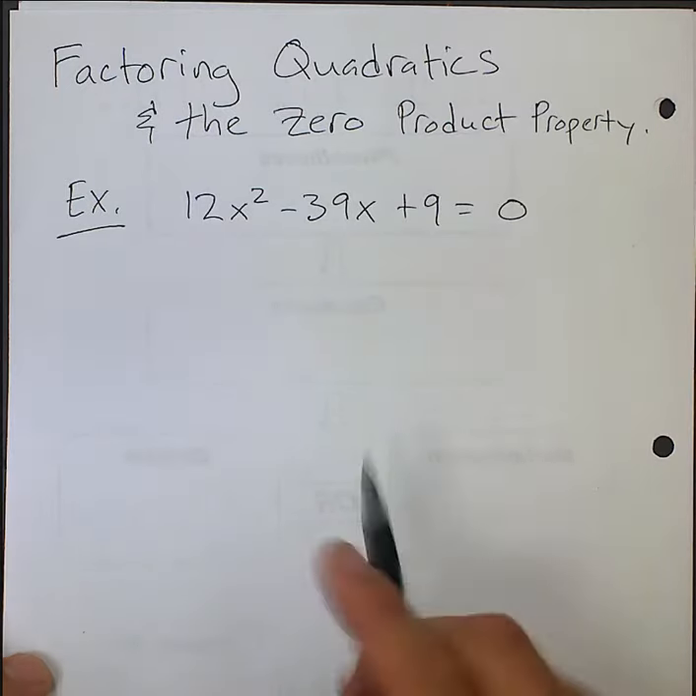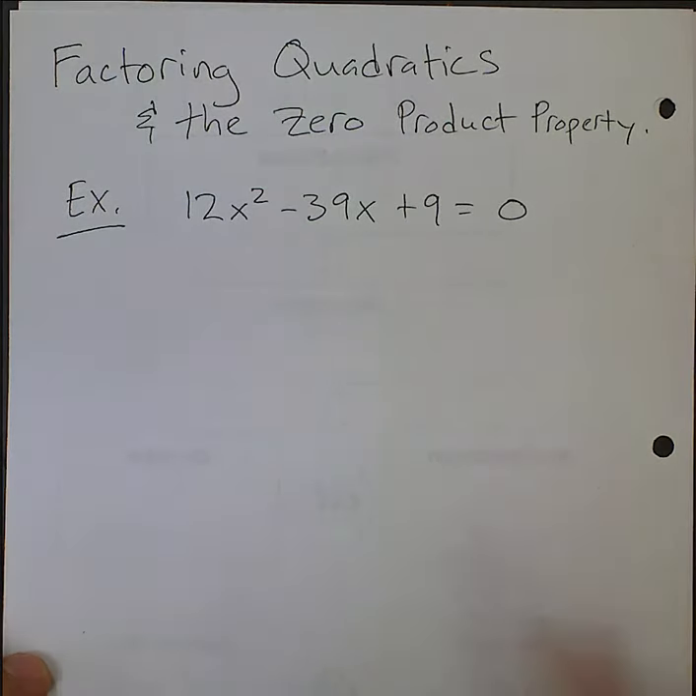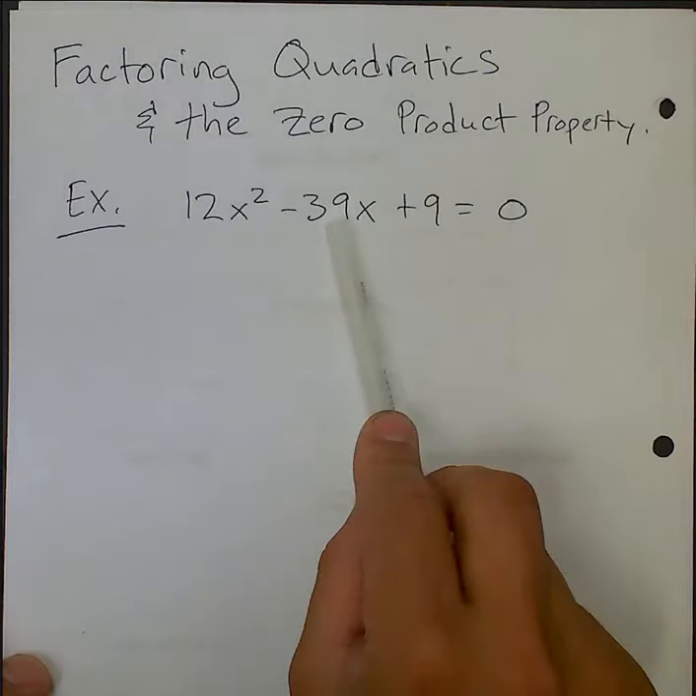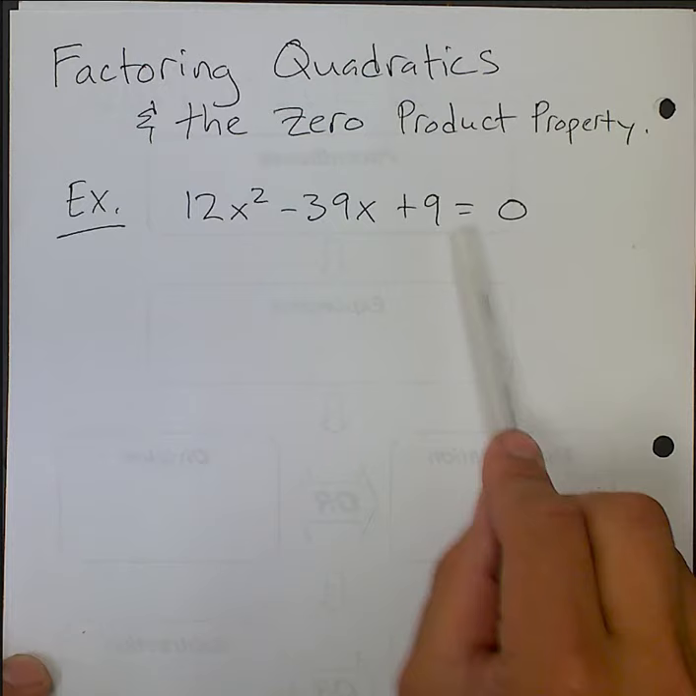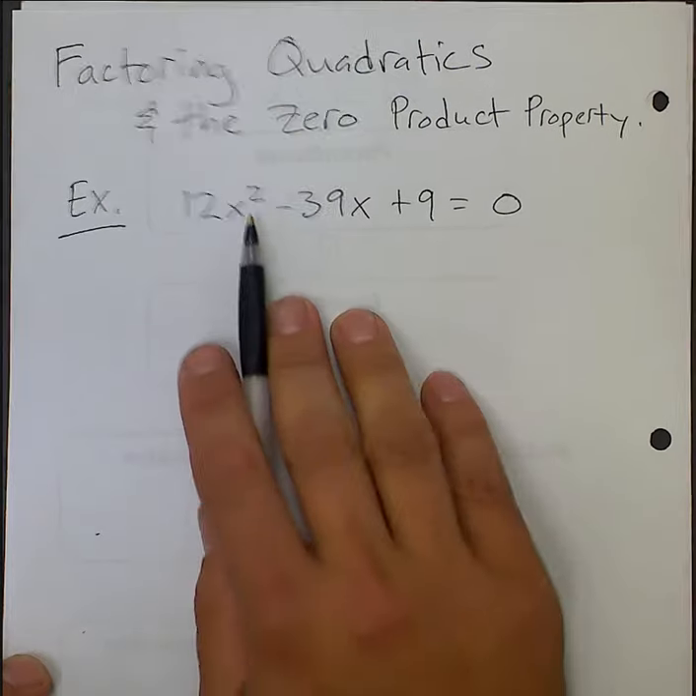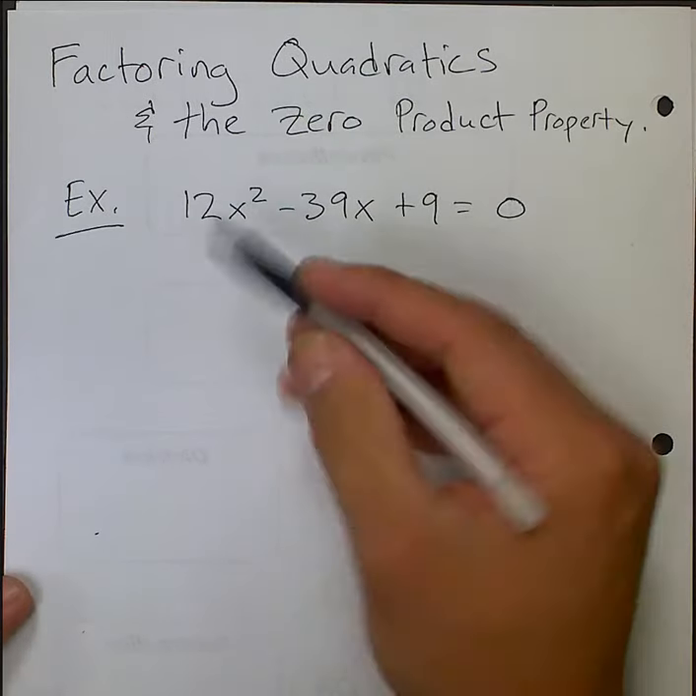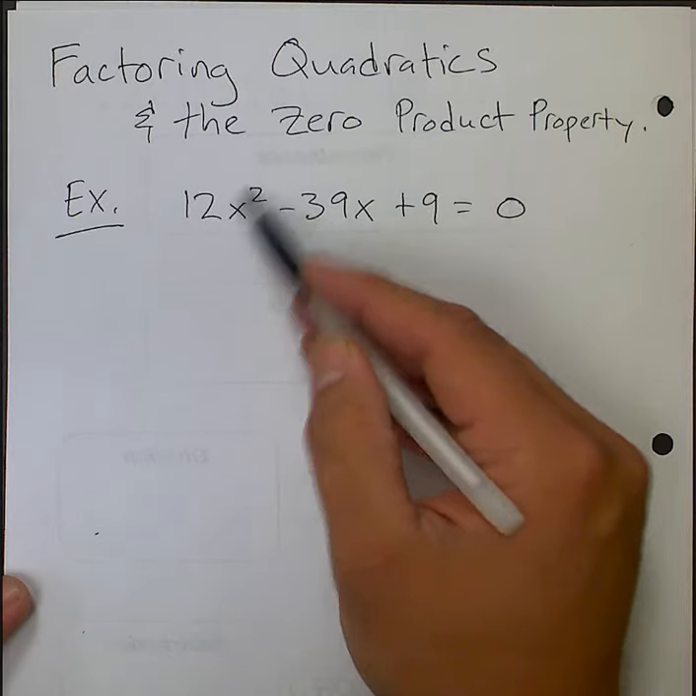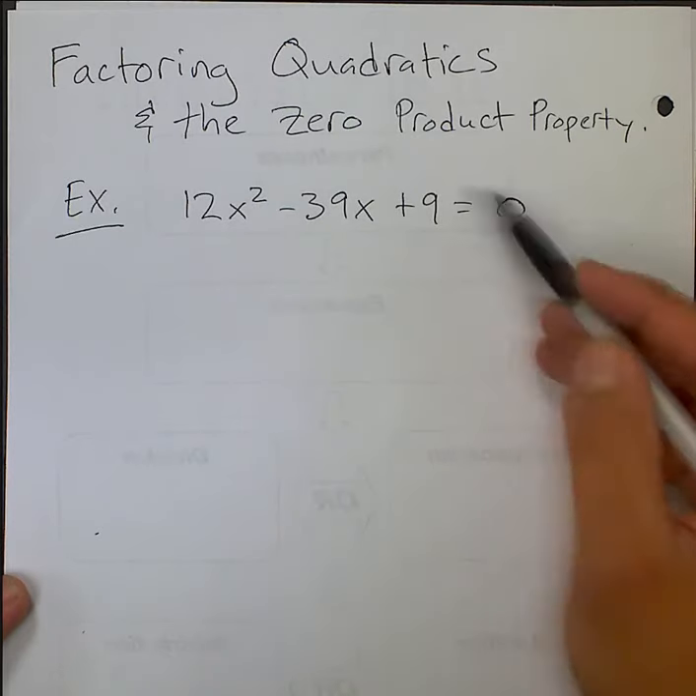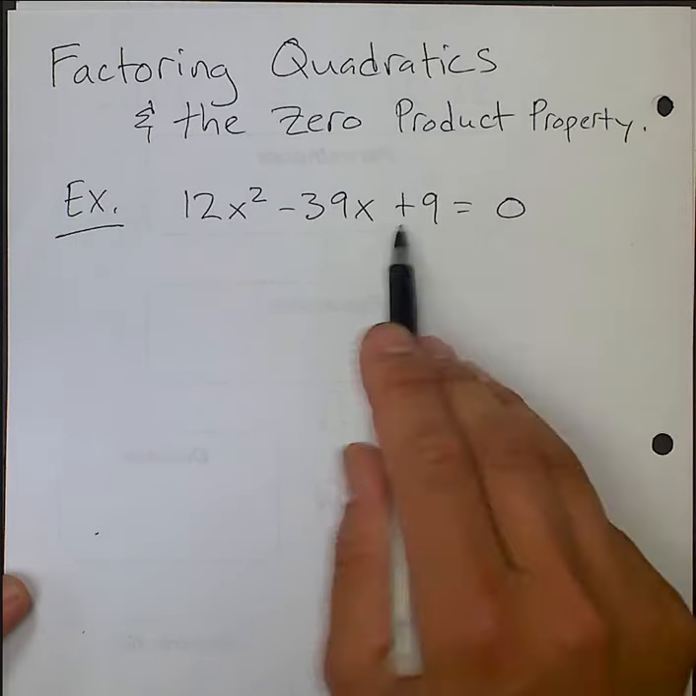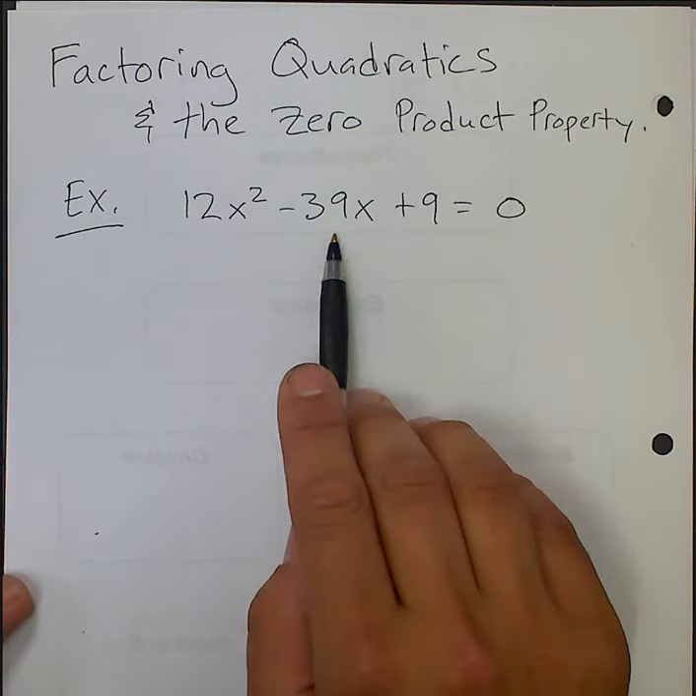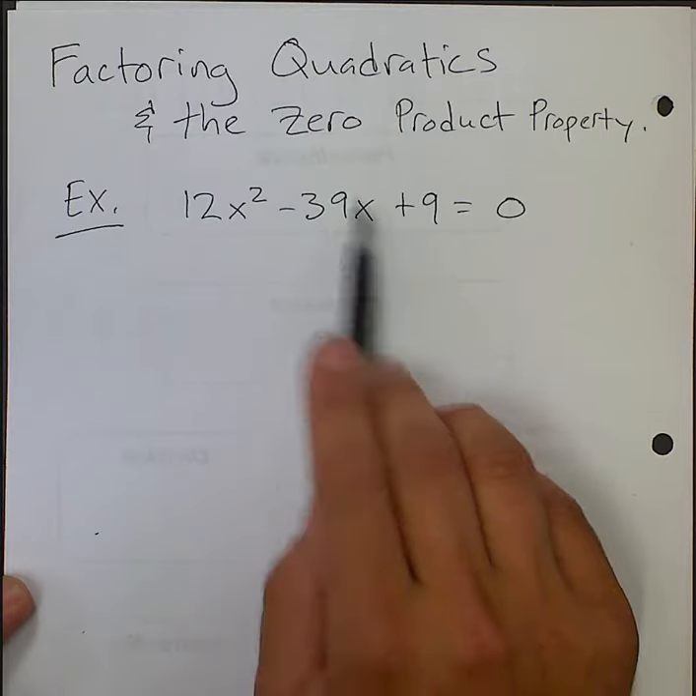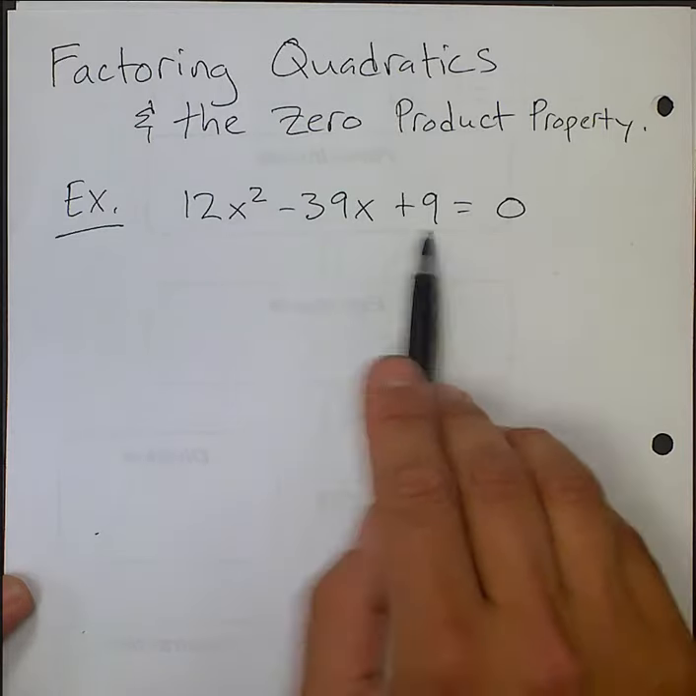The first thing to use the method I'm going to show you is to look at the coefficients of the quadratic: 12, negative 39, and 9. This works as long as the quadratic is written in decreasing order, where the term with the biggest exponent is in front and the constant is at the back. In a trinomial, the x squared is first, the term with an x is in the middle, and 9 is at the end.